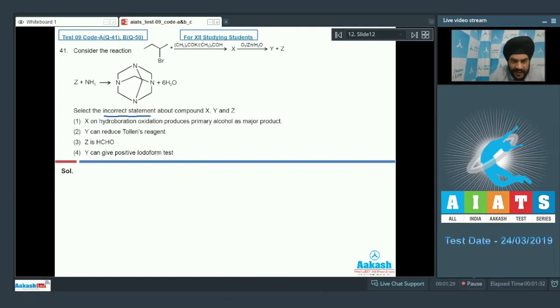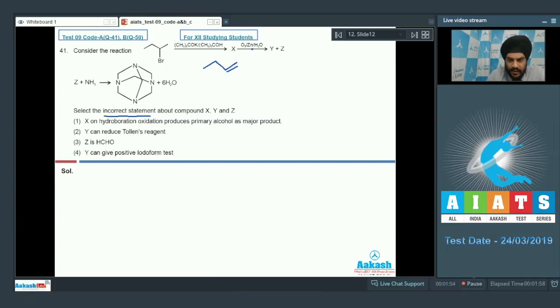If you look at the first reaction, we have been given a secondary halide which is allowed to react with tertiary butoxide ion in the presence of tertiary butyl alcohol. This is a bulky base, students, and it will give a Hofmann elimination product. So we are going to get a terminal alkene which is represented by this structure. Now this compound X is subjected to reductive ozonolysis using O3, Zn.